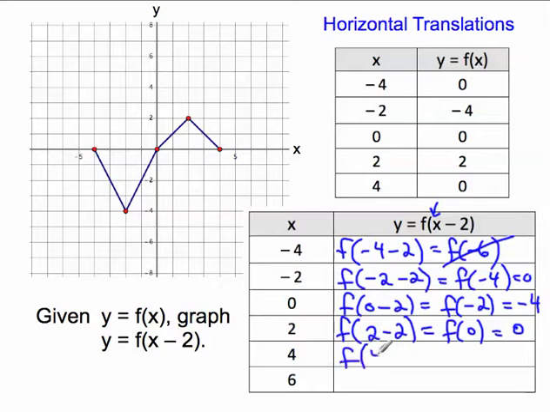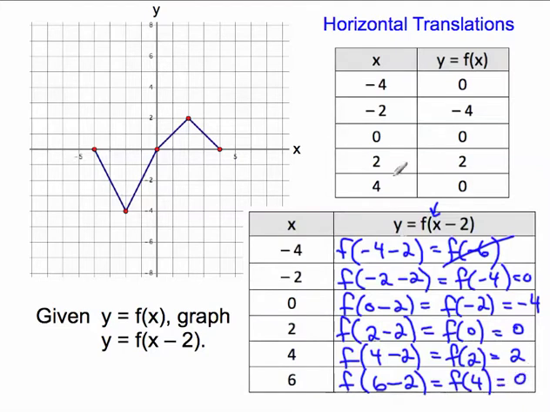When x is 4, again we subtract 2 from it, as indicated there, f of 2, and looking that up above is 2. And now, when x is 6, we get f of 6 minus 2 equals f of 4, and f of 4 is equal to 0 from the table above. Now, we didn't have an x value of 6 in the original function, but we will now, because 6 minus 2 is equal to 4, and f of 4 is something that we can evaluate.